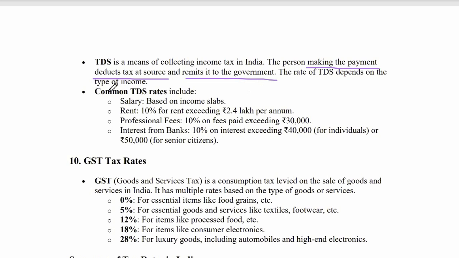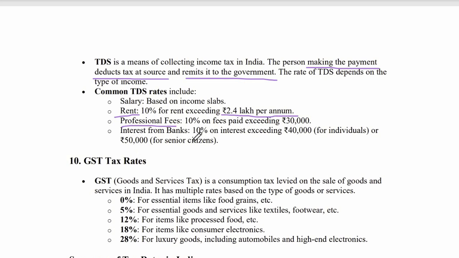The common TDS rates include salary, where the TDS is based on the income slab. Rent, if you are earning any rent, then 10% for rent exceeding 2.4 lakh per annum. So whatever amount exceeds 2.4 lakh per annum, on that only 10% has to be paid as TDS. Professional fees, 10% on fees paid exceeding 30,000 rupees.